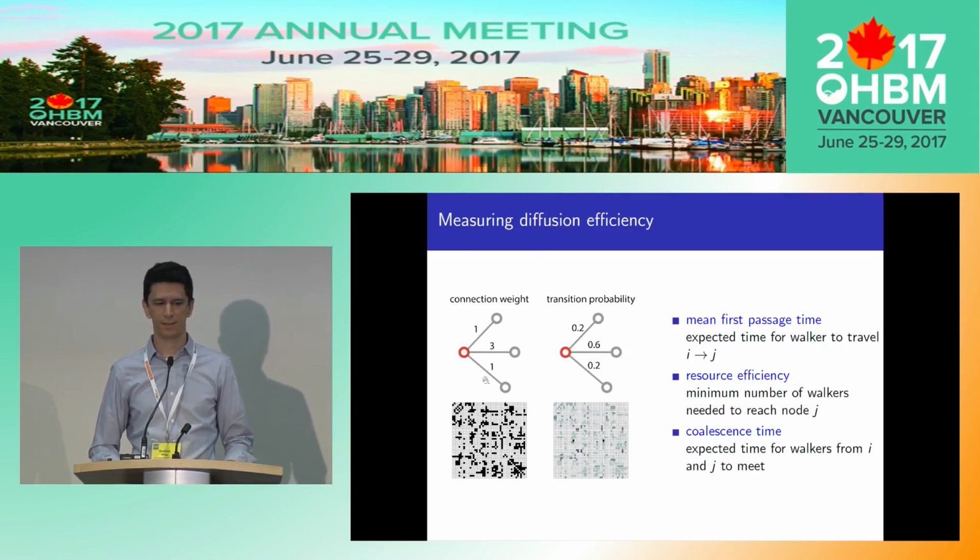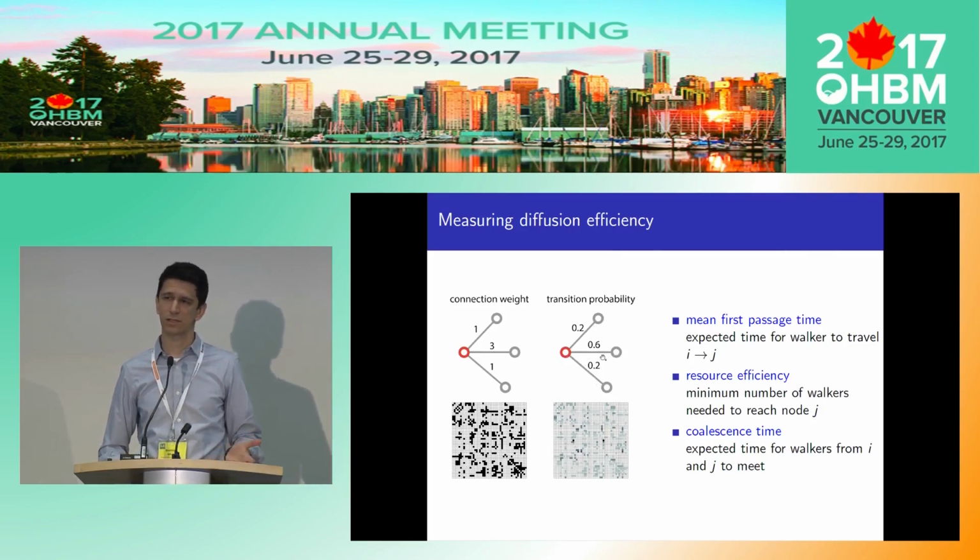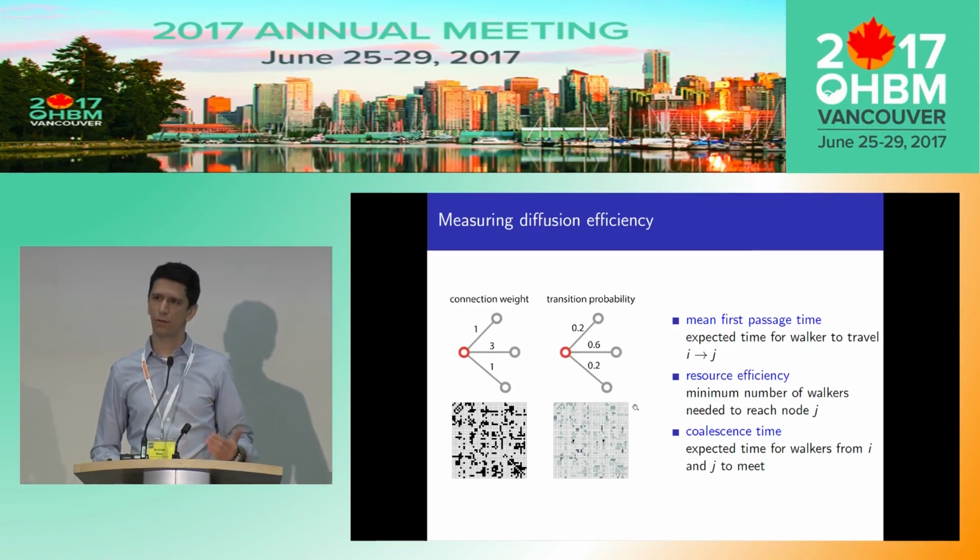So for instance, these connection weights sum to 5, so the probability of going via this connection or this connection is 1/5, and the probability of going via this connection is 3/5. So this essentially just represents one row in this matrix, and you can do this for every source node.